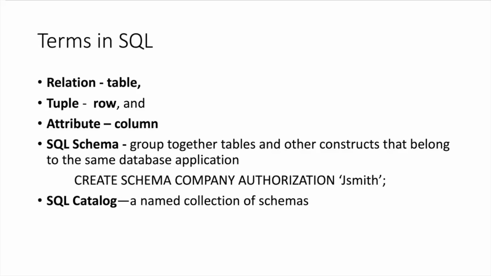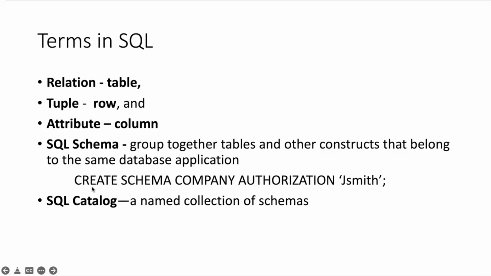And there are certain terms that you will come across in SQL. If we want to draw a parallel with the relational model, then what we call a relation in the relational model will now be called a table. What we used to call a tuple in a relational schema will now be called a row. And what we called attributes in the relational model will now be called a column. So: table, row, and column. When we have a group of these tables together, along with other constructs that belong to the same database application, then we call it the SQL schema. So a schema is nothing but the group of tables and other constructs for the same database application.